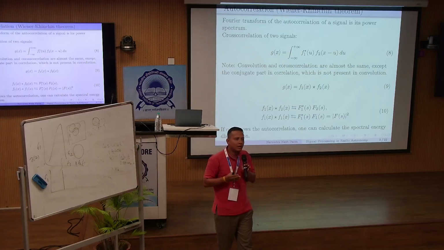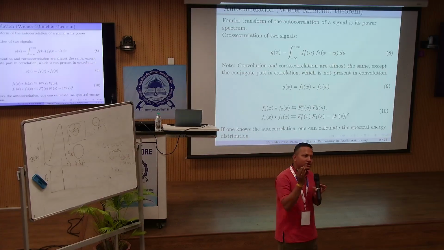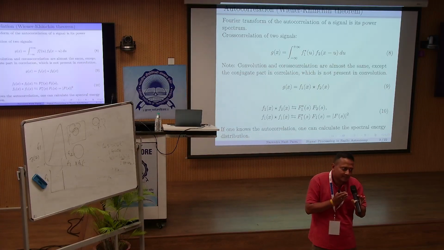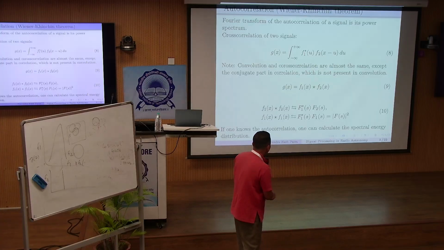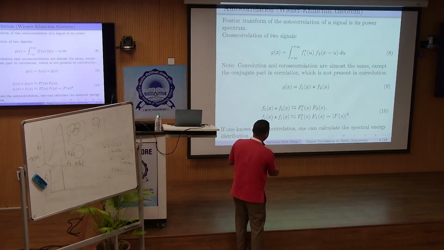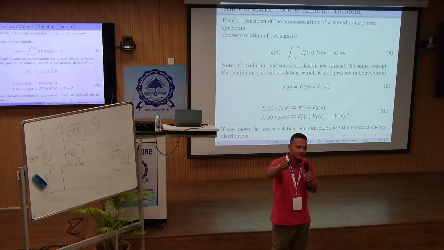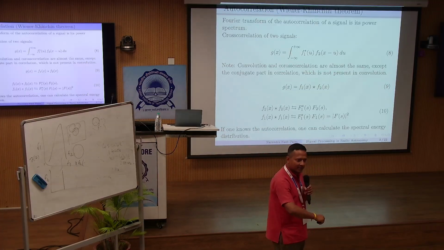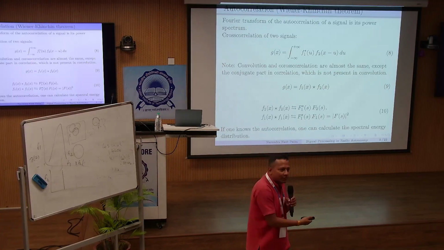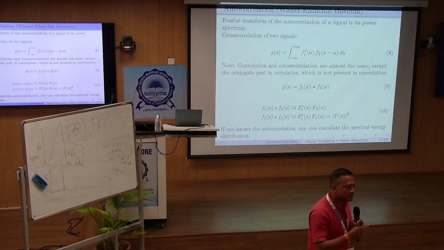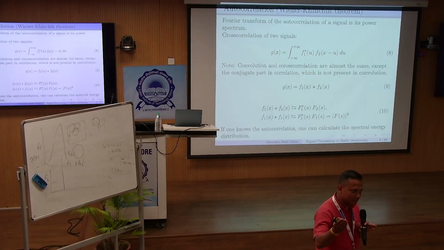Auto means you are multiplying the same with the same signal but with a shift. So in autocorrelation this f1 and f2 will be the same. If they are the same, then if you put f1 here and f1 over here, it is like f1 star f1. Mathematically there is no problem. So what does f1 star f1 mean? Mod of f1 squared.